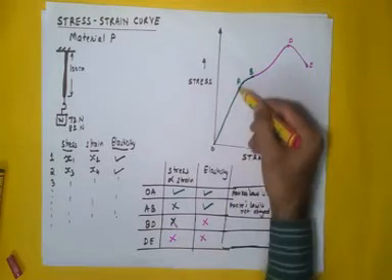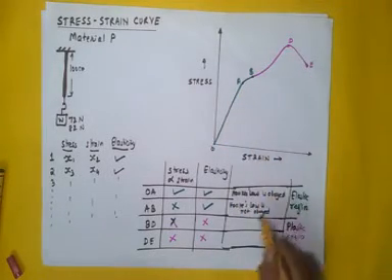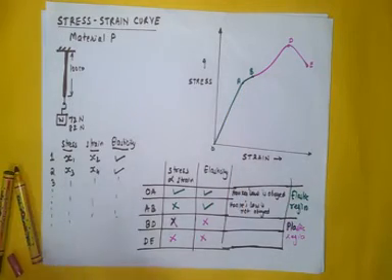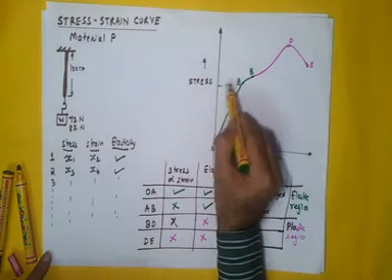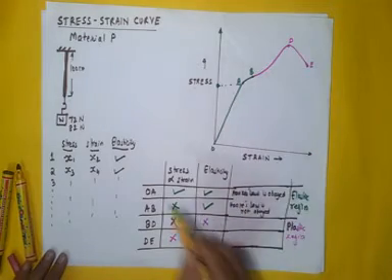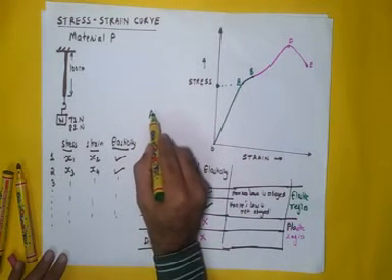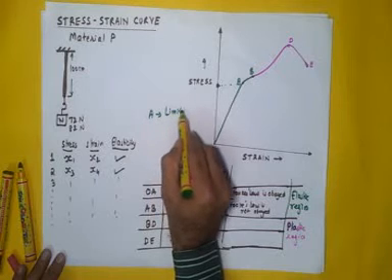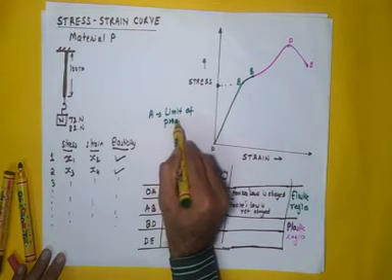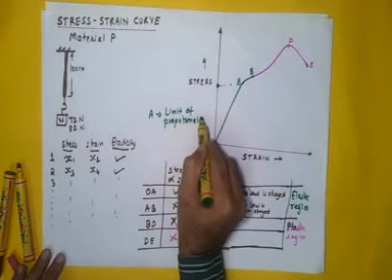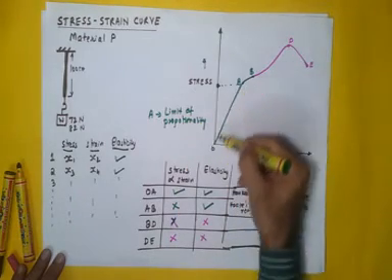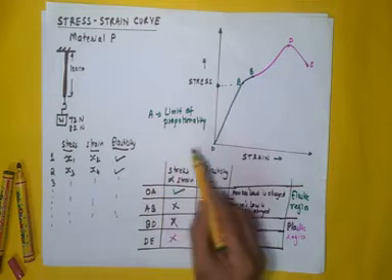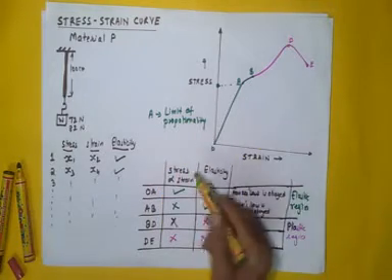At point A, Hooke's law is obeyed. Between O and A, Hooke's law is obeyed. Therefore, the stress associated with this particular value of A, the stress that I get over here, is known as the limit of proportionality, because stress and strain are proportional in this region. So till this value of stress, stress and strain show proportionality.